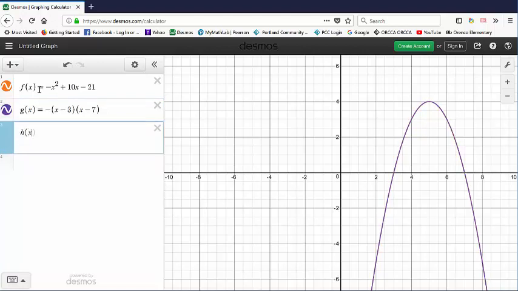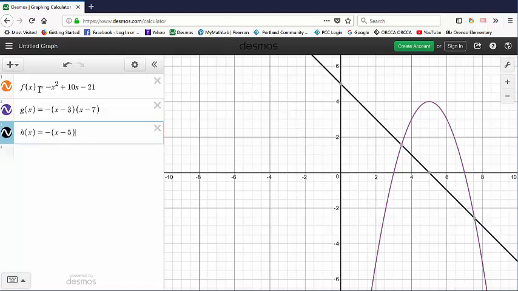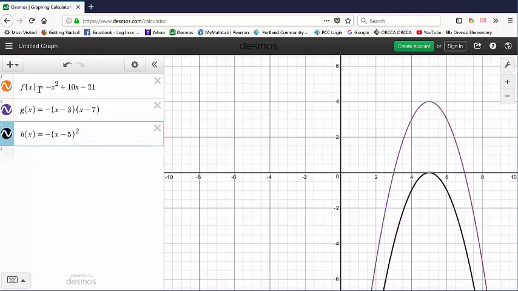Okay, so now let's graph h of x equal to negative x minus 5 quantity squared plus 4. Okay, and all of a sudden I have a black graph there that looks awfully similar to the first two we graphed, right? So each time I graphed a function here, it was graphing right on top of the other ones. So each one of these functions is equivalent to the others.